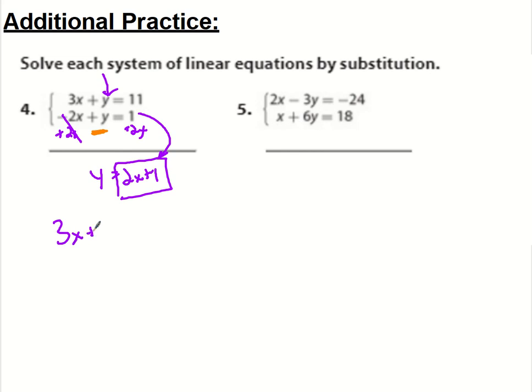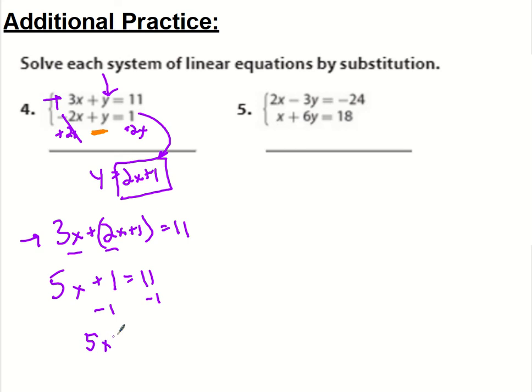I have 3x plus 2x plus 1. I replace that y with 2x plus 1, and all of that's equal to 11. So I rewrote this one here. Well, combine my like terms. That's not being multiplied by anything, so I just have 5x plus 1 equals 11. So now I solve, and I should have gotten x equals 2.